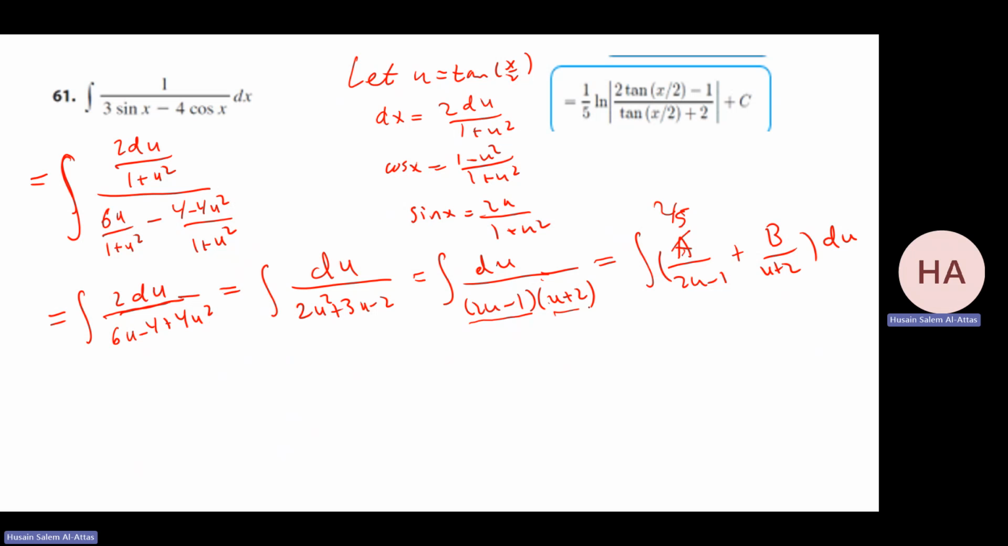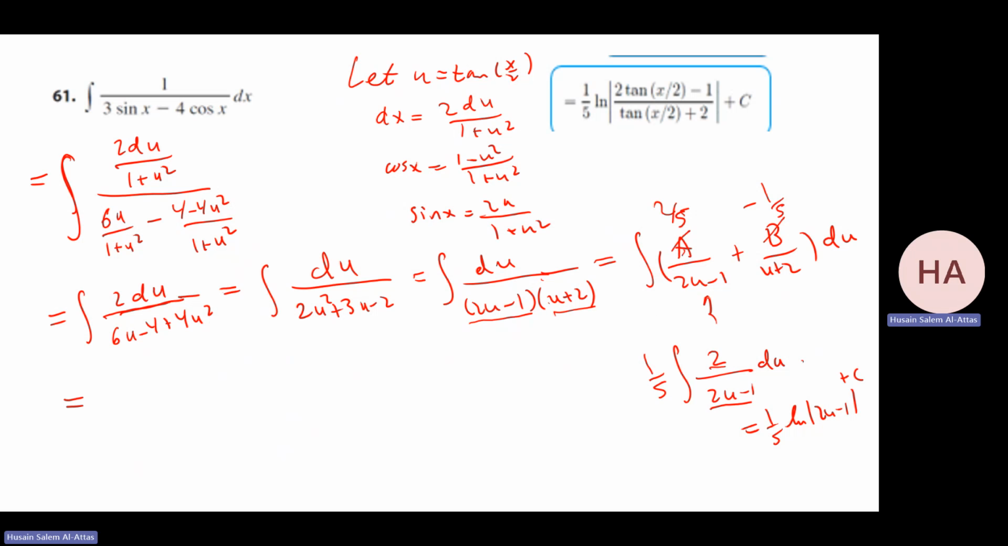Now I cover up this. I put u equal minus 2. That gives me minus 1/5. Okay. So this one, the first one, you need to be careful a little bit about it. That is 2. Take 1/5 out over 2u minus 1 du. Yeah. So I have this is u, this is du, and this is 1/5. So it will be 1/5, then 2u minus 1.